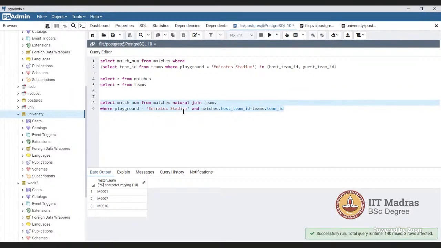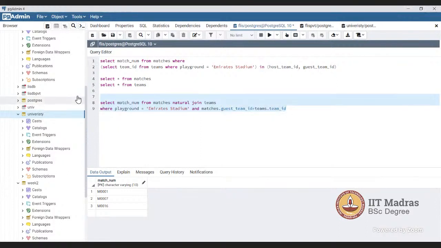If we join these two tables, it matches with the host team ID, right? In the question we have mentioned host team or guest team. No, it is not mentioned. If we join this based on the guest team, the output will be different. And if we join this table based on the host team, the output will be different, right?